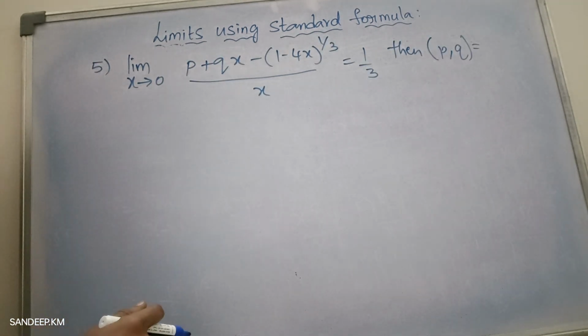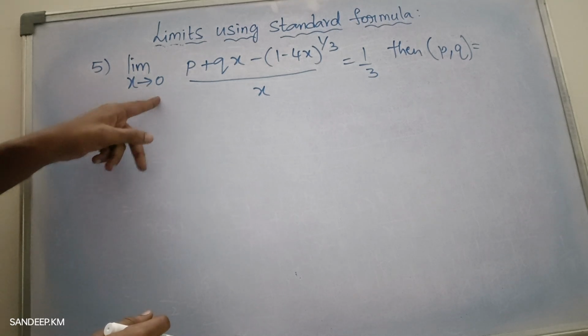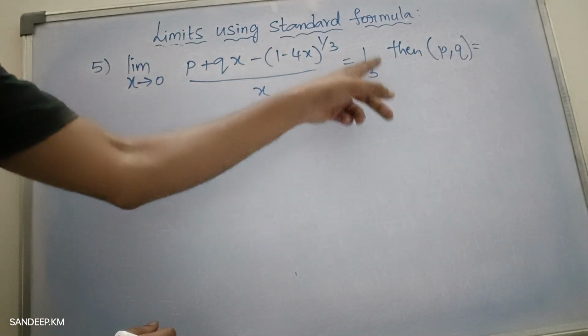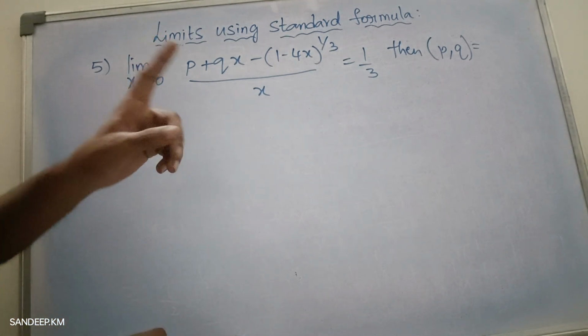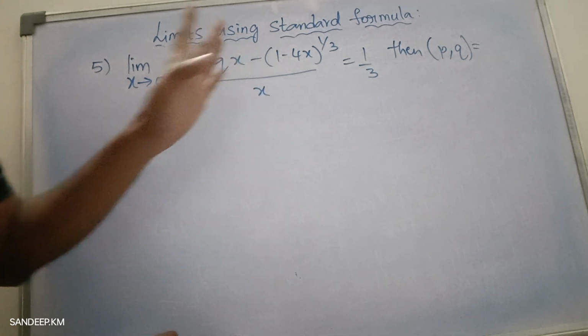Here is our next question. When x approaches 0, this particular function value is 1 by 3. Then what is p comma q? These are important kind of models. Please listen carefully to how to solve this particular question.